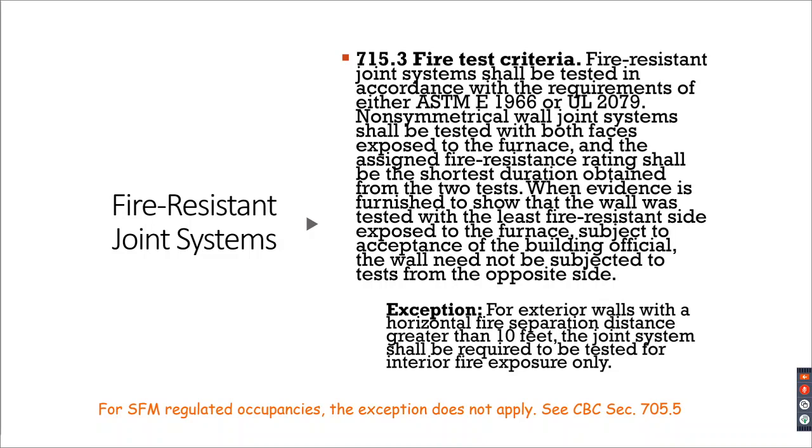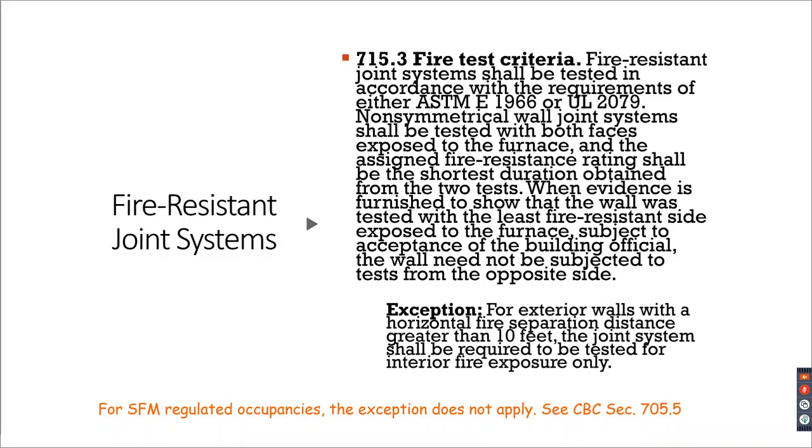When evidence is furnished to show that the wall was tested with the least fire resistant side exposed to the furnace, subject to acceptance of the building official, the wall need not be subjected to test from the opposite side. Because if the side that has the least protection passed the test in the furnace with the fire, then it's safe to assume the side that has the greater protection is going to be fine.